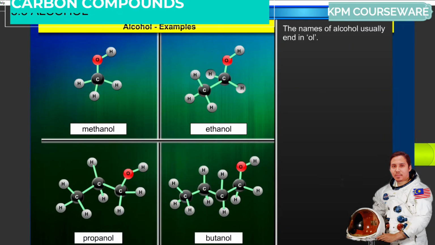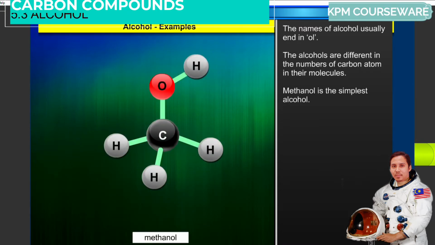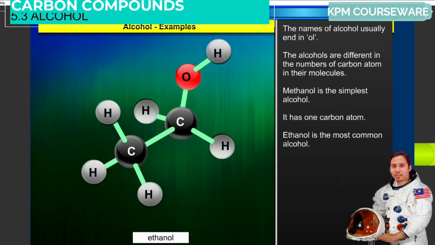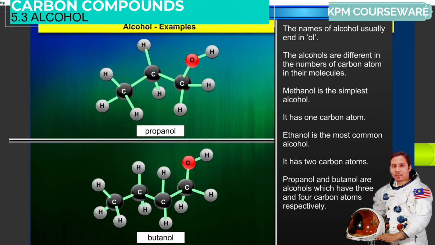The names of alcohol usually end in -ol. The alcohols are different in the numbers of carbon atoms in their molecules. Methanol is the simplest alcohol. It has one carbon atom. Ethanol is the most common alcohol. It has two carbon atoms. Propanol and butanol are alcohols which have 3 and 4 carbon atoms respectively.